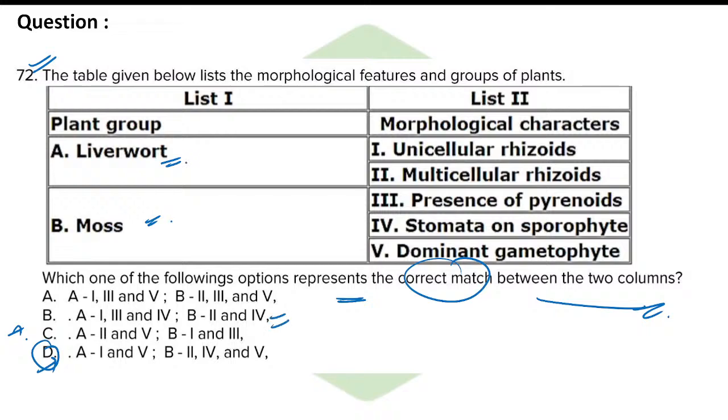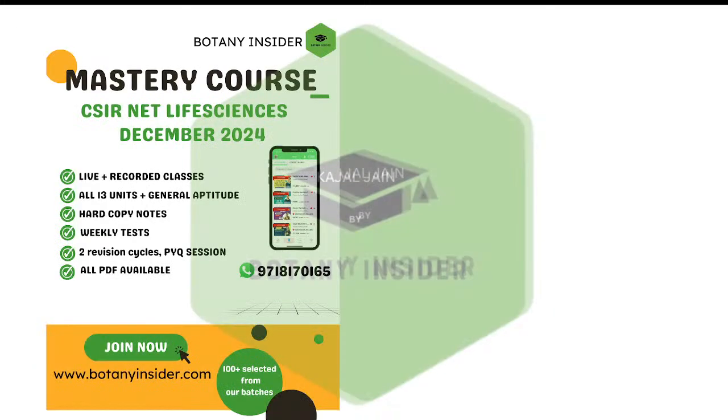Many of you have marked the answer as option D, but B is the correct answer, not option D, because the dominant gametophyte is a characteristic of both of them, since both of them are bryophytes only. That's why mosses and liverworts both have the dominant gametophyte as the main characteristic. And after that, liverworts have unicellular rhizoids, mosses have multicellular rhizoids, stomata on the sporophyte, and the dominant gametophyte, right?